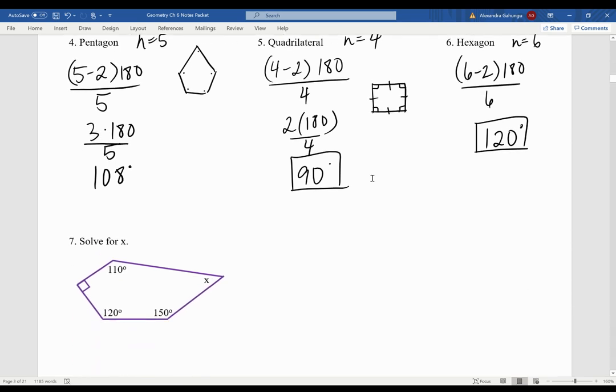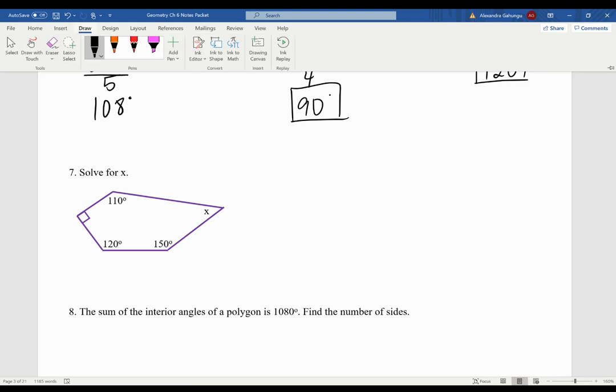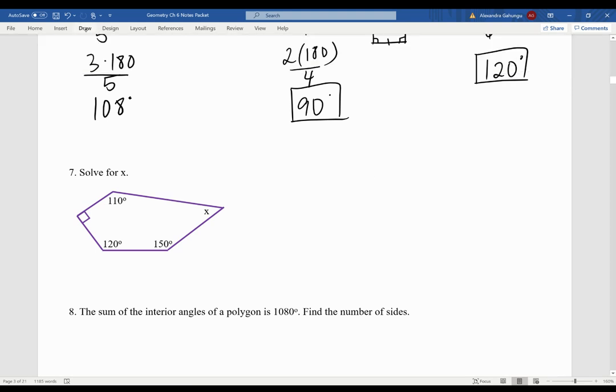Another application of the sum of our interior angles is finding x if we're just given some figure. And if I count, I've got what sided figure? How many sides? 1, 2, 3, 4, 5. So it's a 5-sided figure. n is equal to 5.